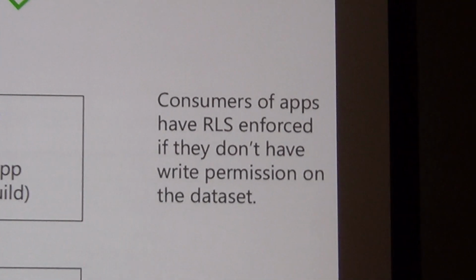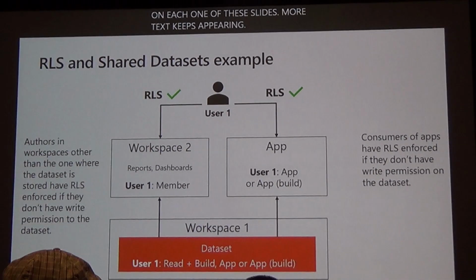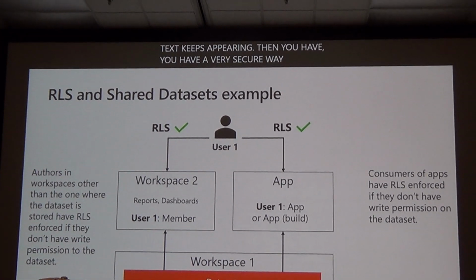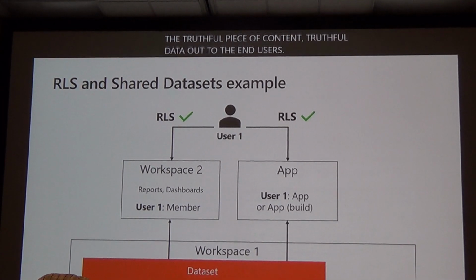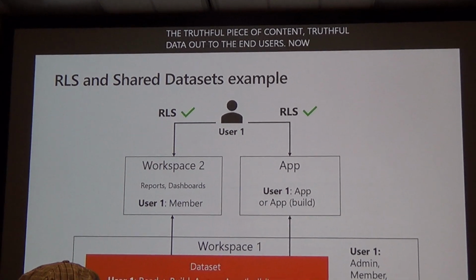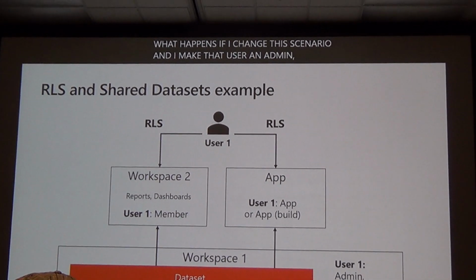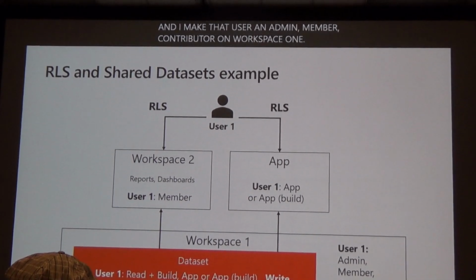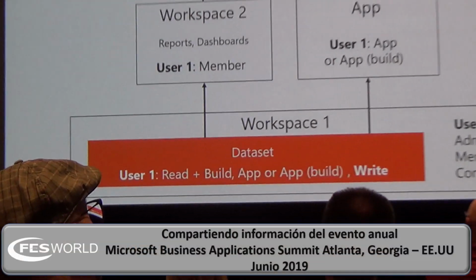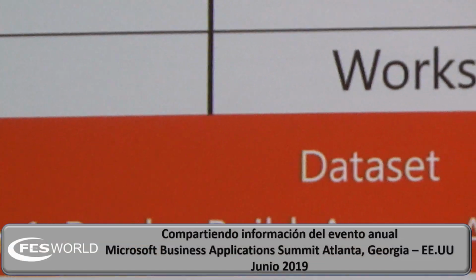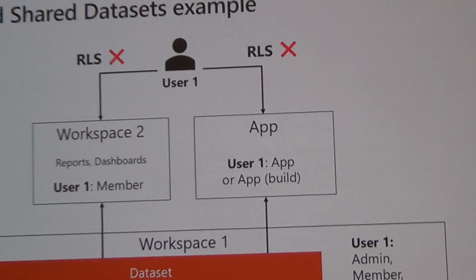So then you have a very secure way of distributing this truthful piece of content, this truthful data, out to your end users. Now let's see what happens if I change the scenario and I make that user an admin, a member, or a contributor on Workspace 1. Well, what happens is they get the right permission. And when they get that right permission, suddenly these scenarios where RLS was enforced, RLS is no longer enforced because that user has the right permission.